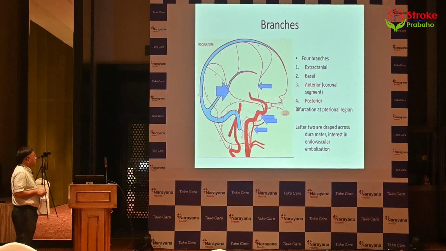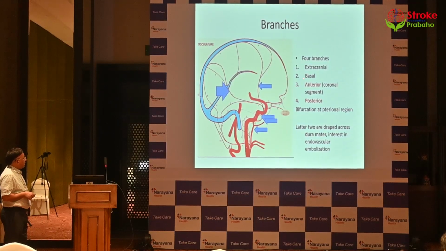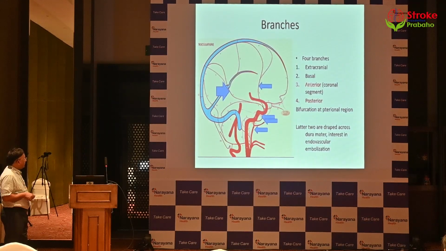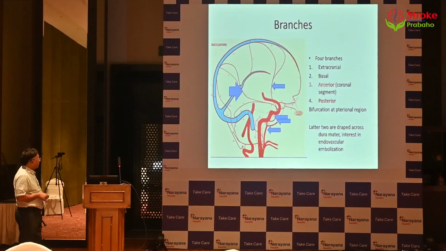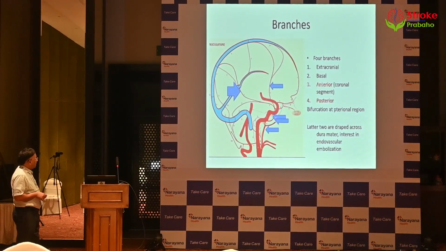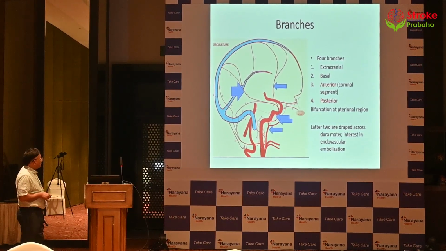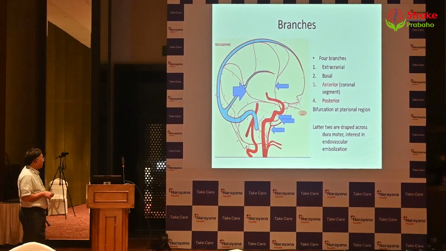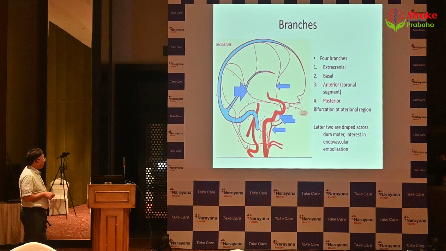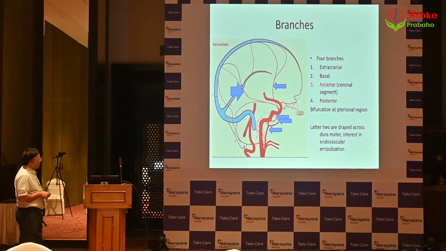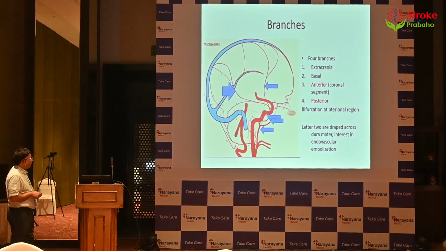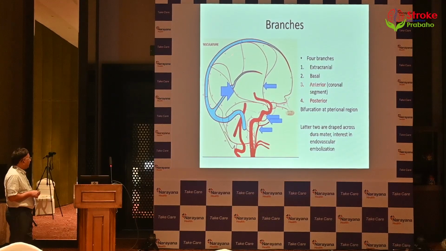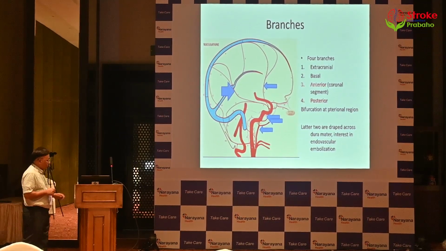So these are the various branches. There are four major branches of the middle meningeal artery. So this is the extracranial part. Here it enters through the foramen spinosum and becomes intracranial. So this is called the basal part. Then you have two major divisions: this is the anterior division and this is the posterior division. This is the bifurcation at the pterion region, and it becomes the anterior and the posterior division. These anterior and posterior divisions are draped across the dura mater, and these are mainly used for the embolization of the middle meningeal artery.